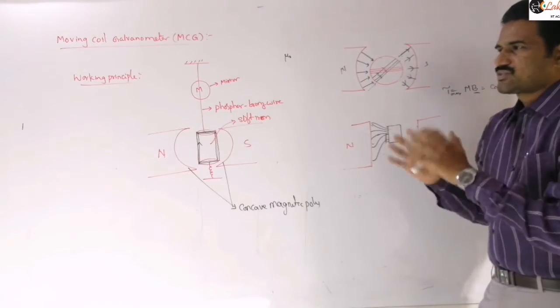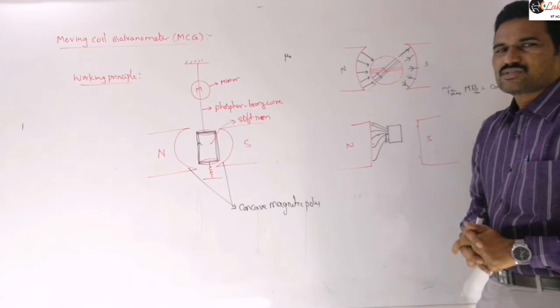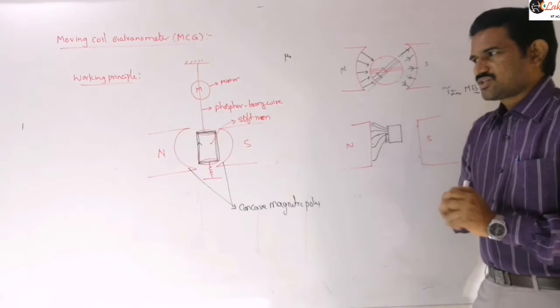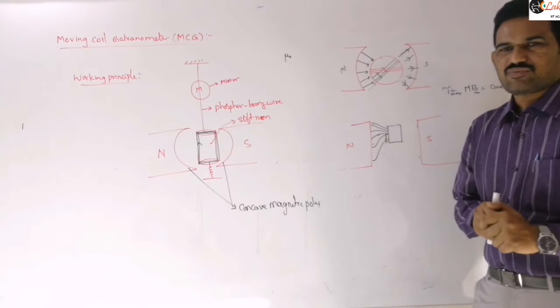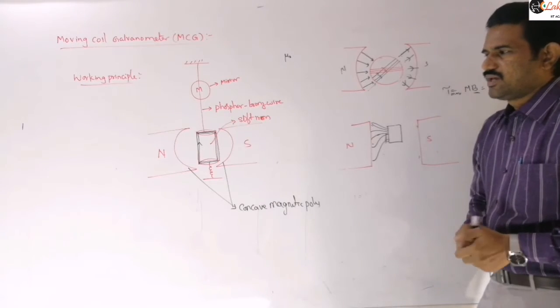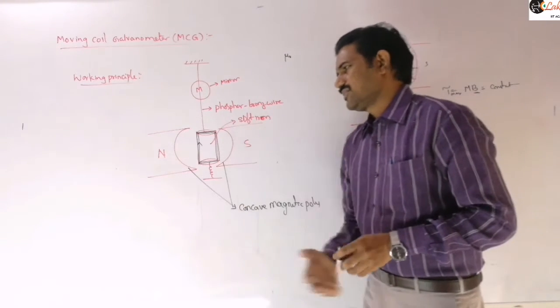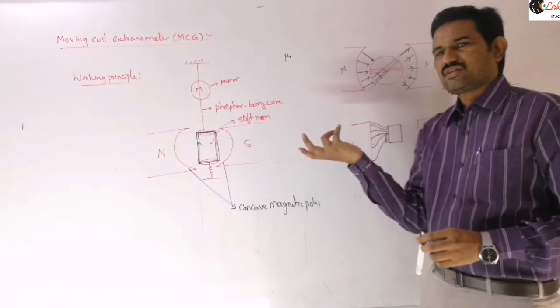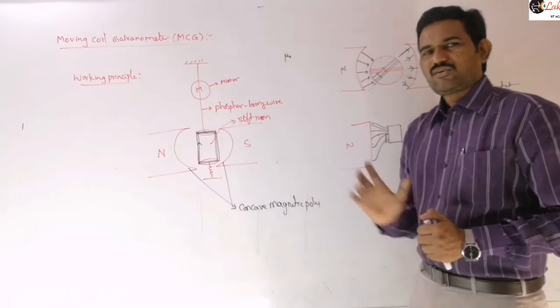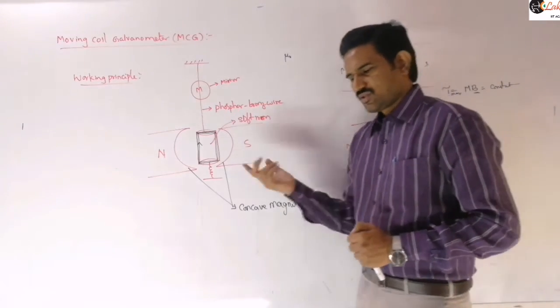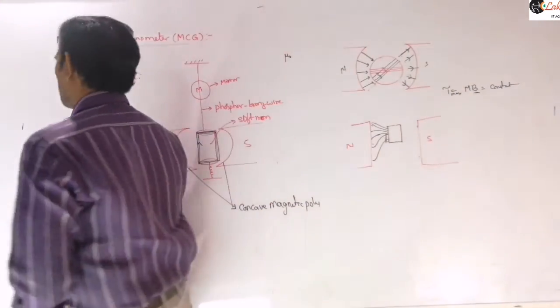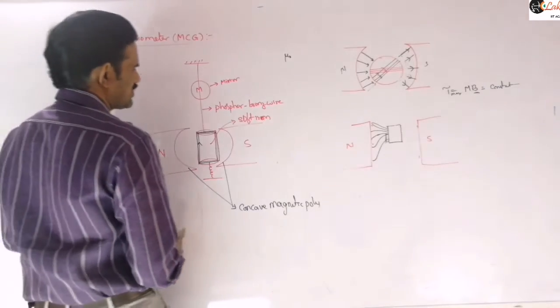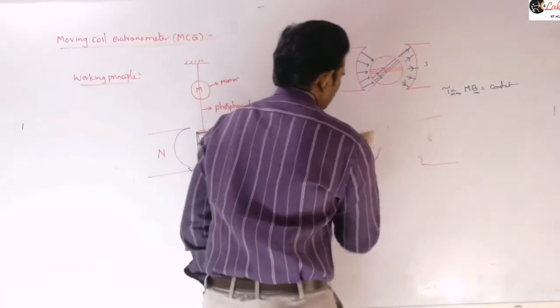So that is the working principle, the construction and important points regarding the construction of this moving coil galvanometer. And below this, a spring arrangement will be there, to bring the coil back to its original position. And now let us see the equations related to this.